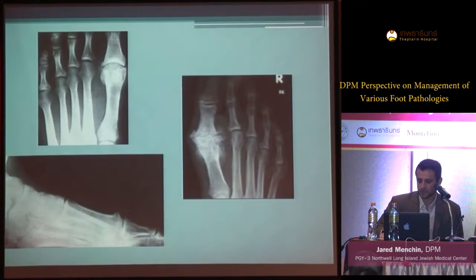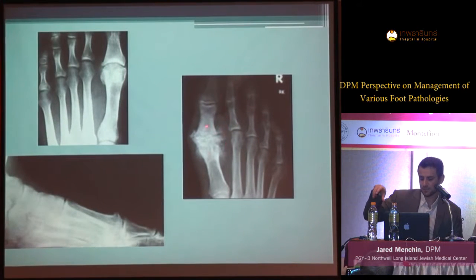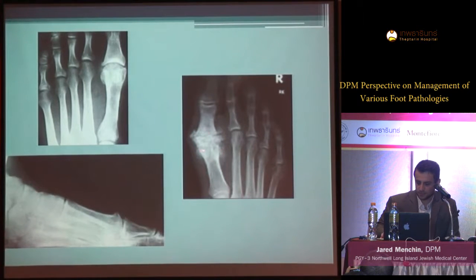So this is what their x-rays will likely look like. The one on the top left, there's going to be uneven joint space narrowing. You're going to see some sclerosis around the joint. It's the early stages of arthritis. If you look at the lateral x-ray, you're going to see the dorsal lipping, or the little bone spur at the top. So that's where you're going to get your jamming of the joint. And then on the right, you're going to see the end stage of your first metatarsal arthritis.